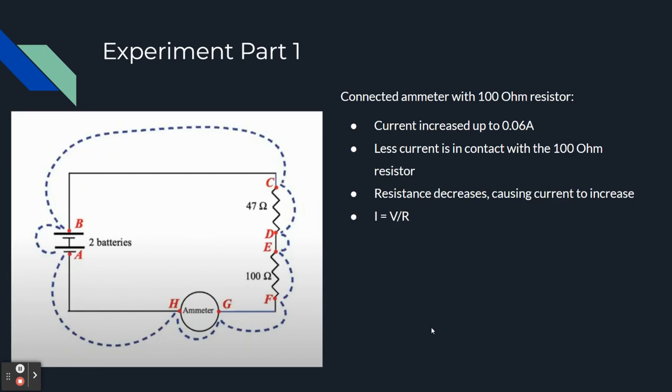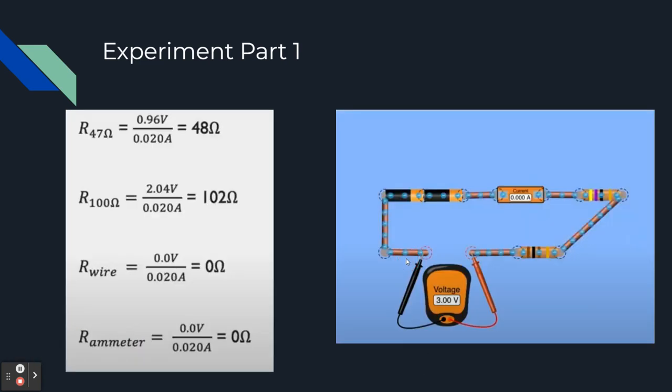Connected the ammeter with the 100 ohm resistor. The current increased up to 0.06 amps. Less current is in contact with the 100 ohm resistor. Resistance decreases, causing current to increase. And here's a visual model.